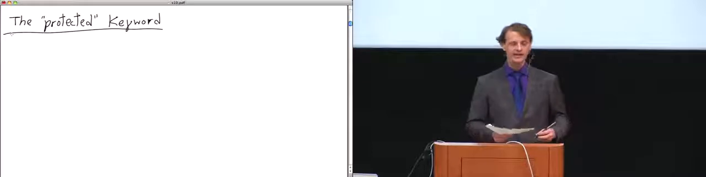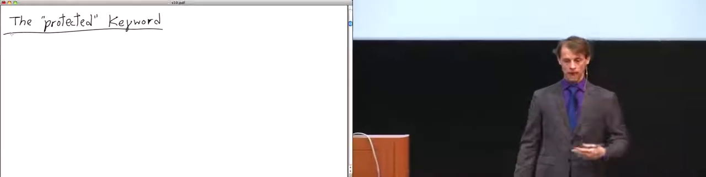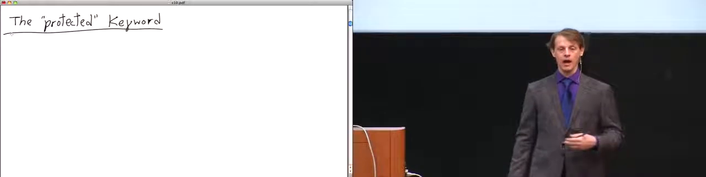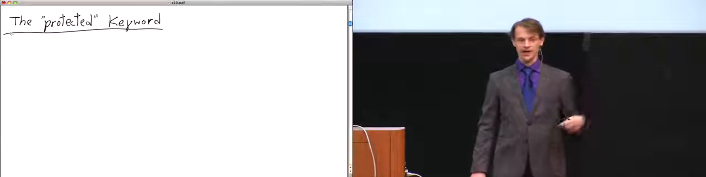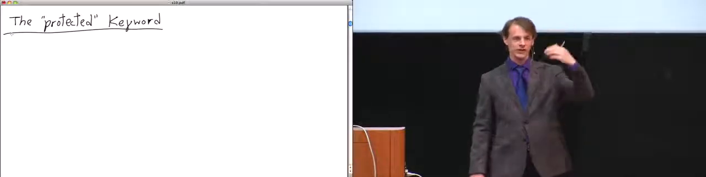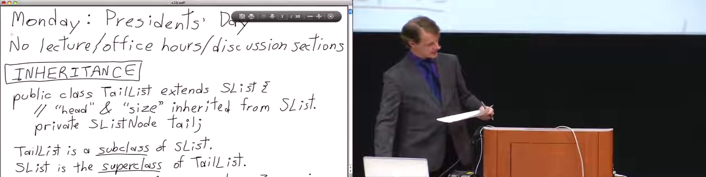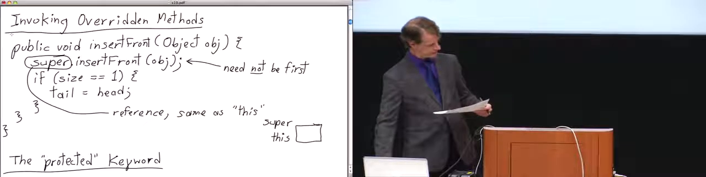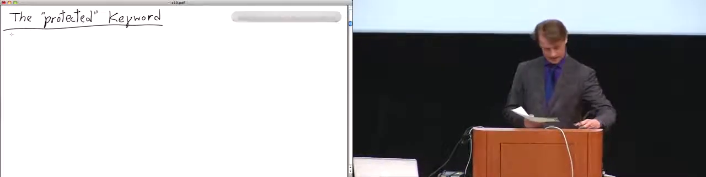But protected means something is readable by the subclasses, but it's private everywhere else. So a class can only read a protected variable if it's in that class or if it's in a superclass of that class. So what that means is we have to go back to the slist class.